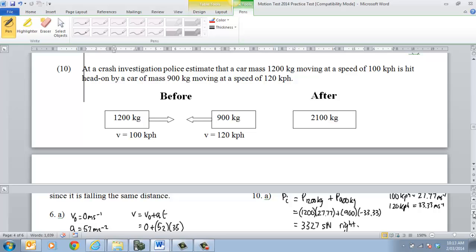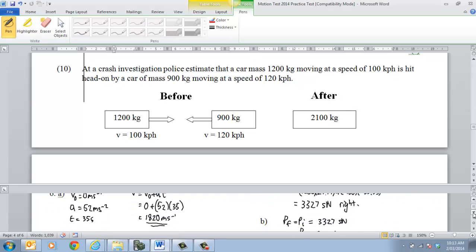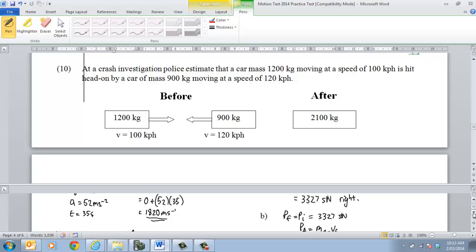Right, because we've got a positive value. If I divide by a negative value, it'd be to the left. Okay, we know that afterwards these two things are going to stick together. Right, but we know by the law of conservation of momentum that the final momentum has to be equal to the initial momentum.